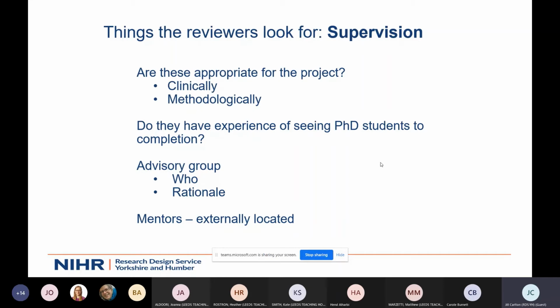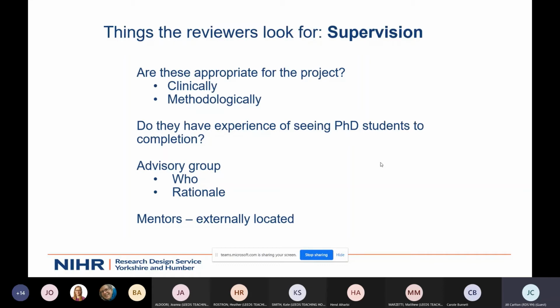But reviewers are looking to see, are those supervisors appropriate for the project? Are they going to be able to help you along your journey of answering that research question, but also help you develop as an individual? So do they have the clinical skills, potentially, such that if you're doing a PhD research project around asthma, are your advisors or supervisors linked to that sort of clinical area? Can they put things into context in terms of the clinical management of the condition?